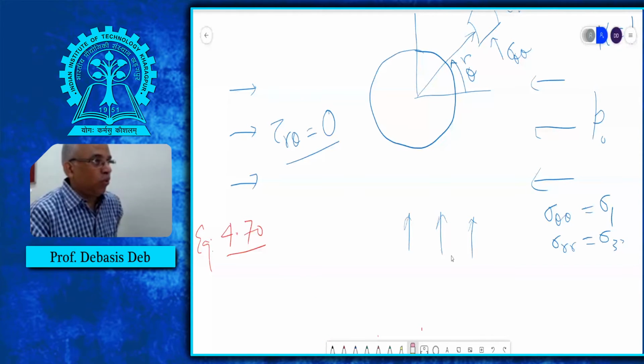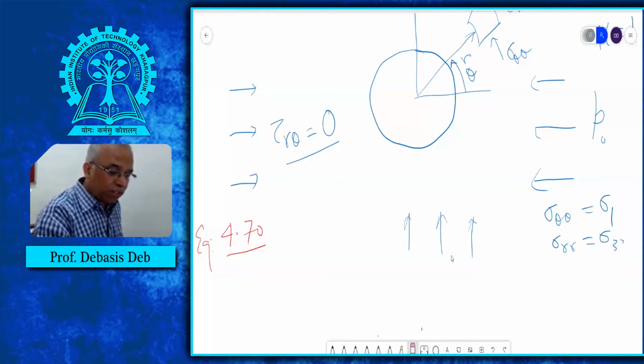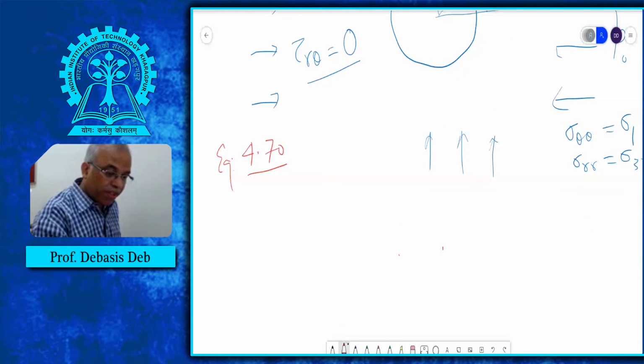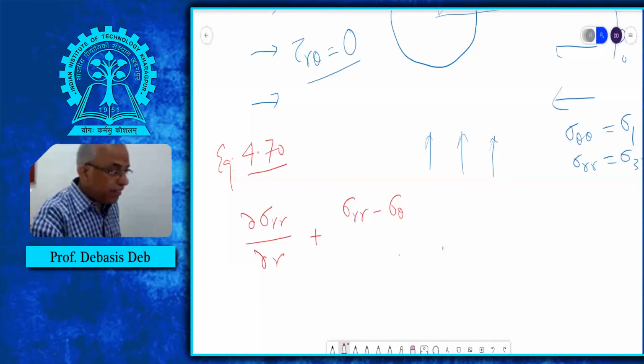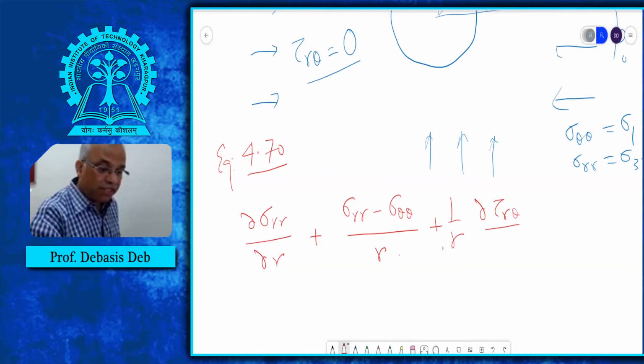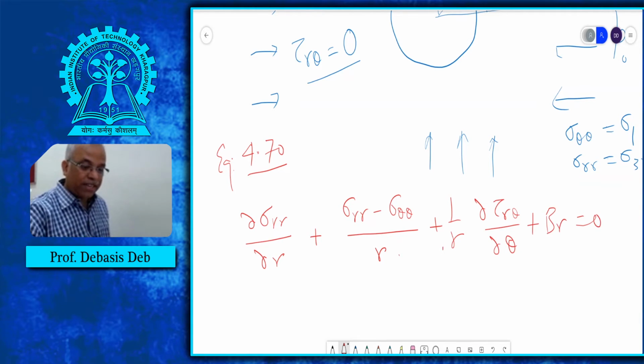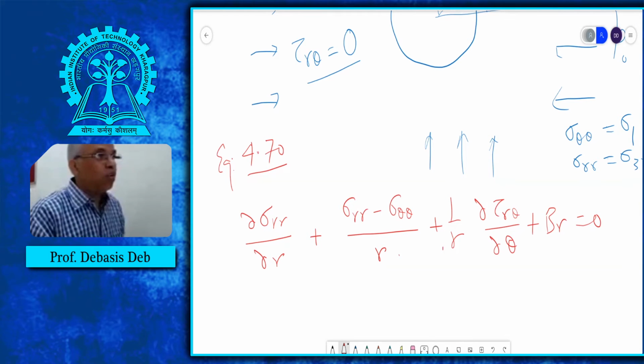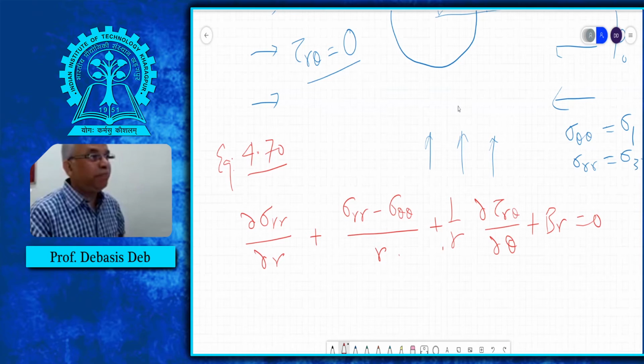That was not taught to you earlier. So let me just write the equation for you. Just one equation is good enough. Del sigma RR by del R plus sigma RR minus sigma theta theta by R plus 1 by R del tau R theta by del theta plus BR is 0. Now the next equation I am not writing because everything will be 0. So the next equation we do not need.